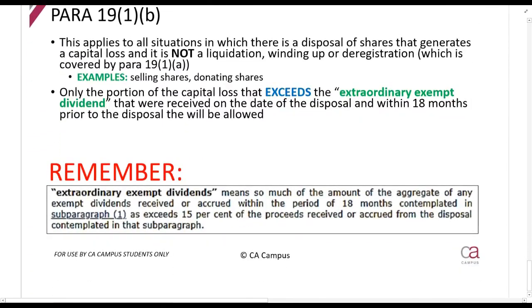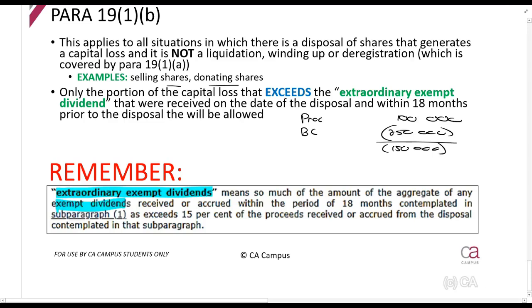Paragraph 19.1b, this is a section that applies to all other situations, most often if you are selling or donating shares. Here we will do the same thing. You'll say proceeds, let's say 100,000. Base cost, 250,000. Gives 150,000 rands loss. You will then compare that to the extraordinary exempt dividends, which they say is the amount of the aggregate of any exempt dividends within a period of 18 months which exceeds 15% of the proceeds. Now my proceeds here is 100,000 rand.